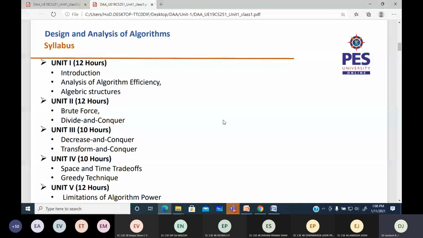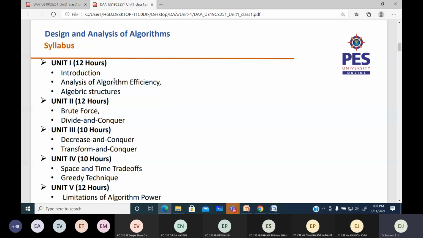There is one more technique in unit 4 which we are going to discuss, the greedy technique. You will try to solve the problem in a greedy way, and I'll explain what the greedy technique is all about in unit 4, and we will be talking about the limitations of algorithmic power in unit 5.